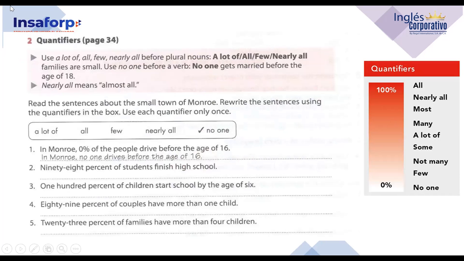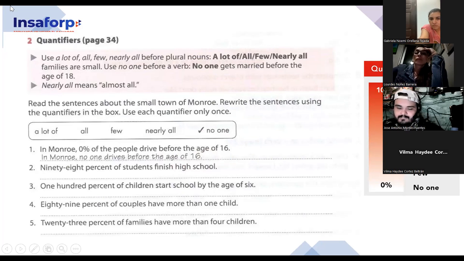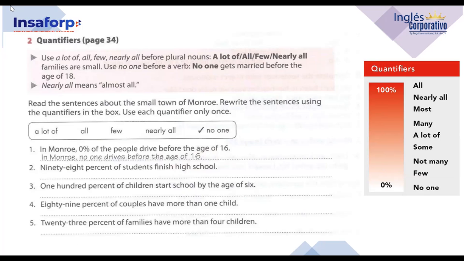So then we have this thing that we call quantifiers in English. When we want to make a percentage about something, we can use this vocabulary to do it. So we have all, nearly all, most, many, a lot of, some, not many, few, and none of. These are quantifiers.